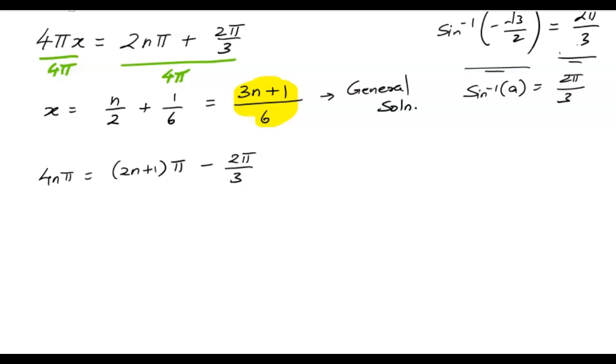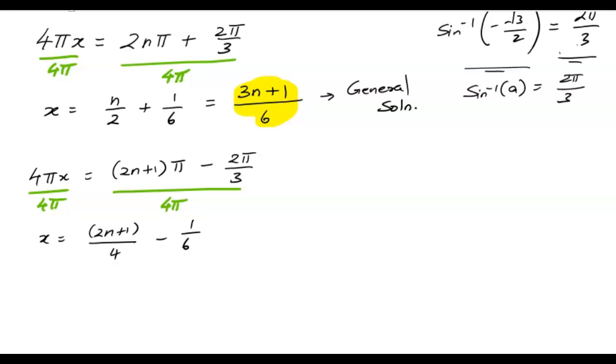My bad, I've just made a mistake here. This is 4 pi x is equal to (2n plus 1) pi, take away 2 pi on 3. Right, now again we're going to make x the subject, which means we've got to divide both sides by 4 pi again. If I divide both sides by 4 pi, I'm going to get x is equal to (2n plus 1) over 4, take away, we've already discussed, 2 pi on 3 divided by 4 pi, which is giving us 1 on 6, right?